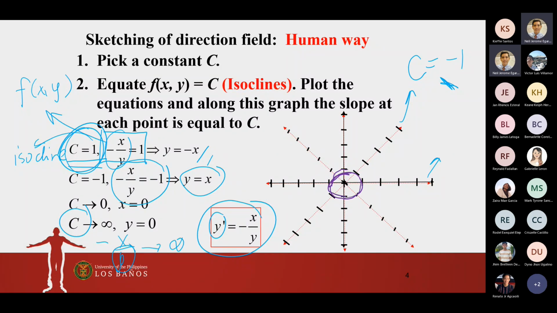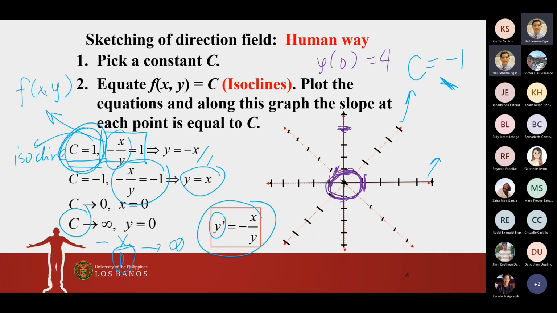Itong circle na to. Bakit siya naging solution? Kasi ang tangent line dun sa mga points sa circle will exactly coincide with the line elements that we just drew, right? So, kung kailangan mo ng solution that will pass through here, halimbawa, ang initial condition mo, ang y of 0 ay equal kay 4, right?